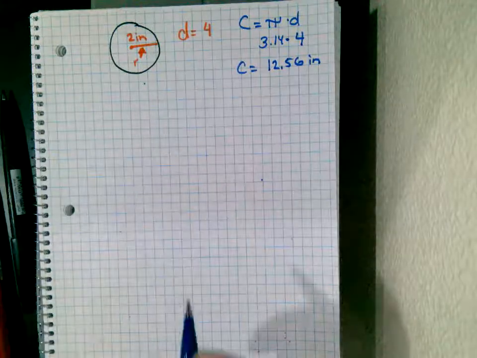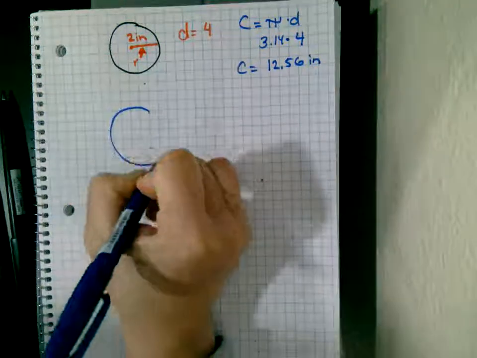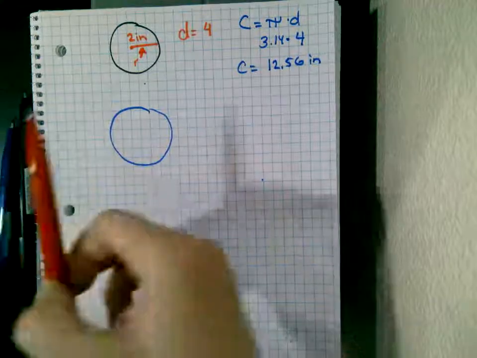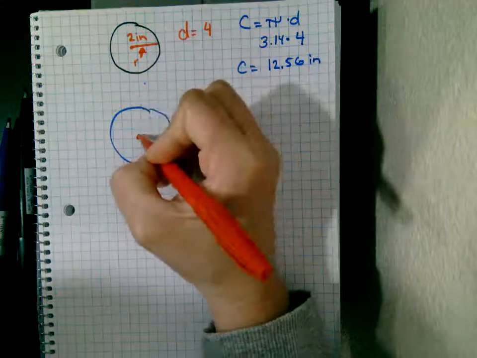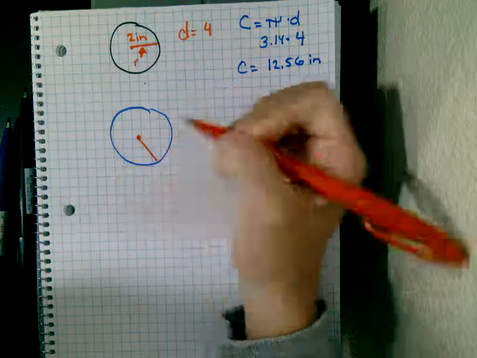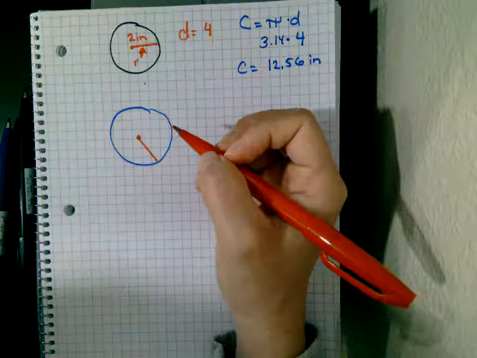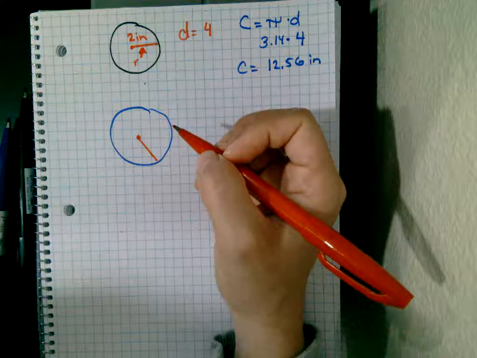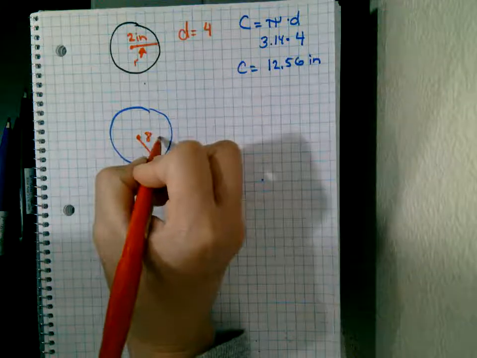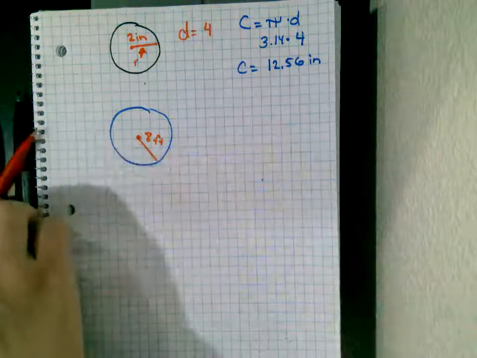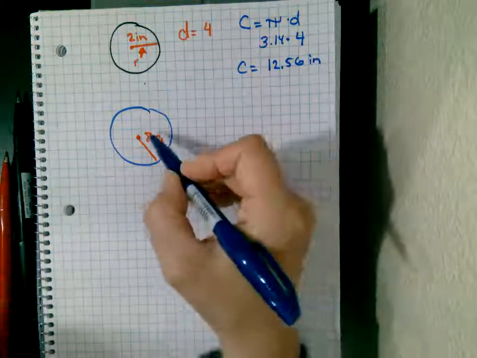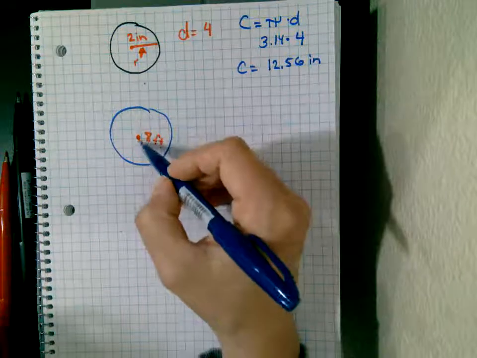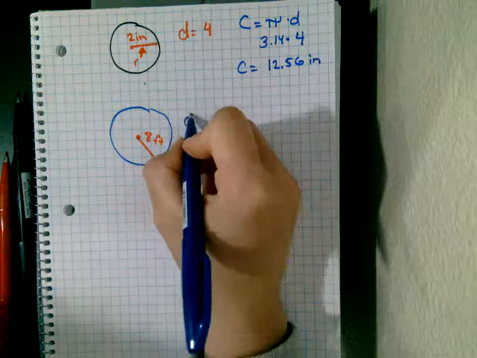I'll give you another one that looks like this. So that's that. And then they'll have a dot in the middle, the center, and then they'll have a line, right? And let's say it's 8 feet. Okay, 8 feet. This is the radius because it's half. So I want to know what the diameter is.